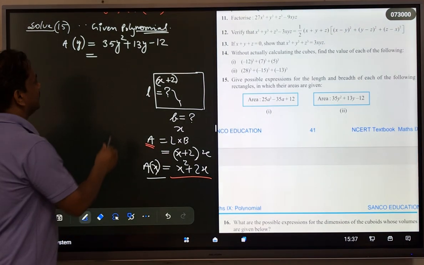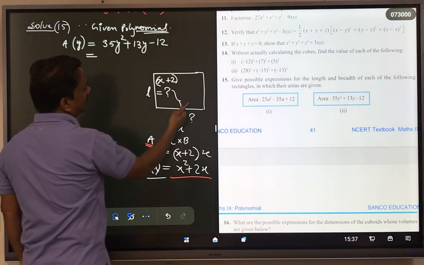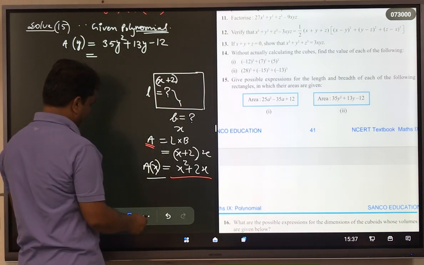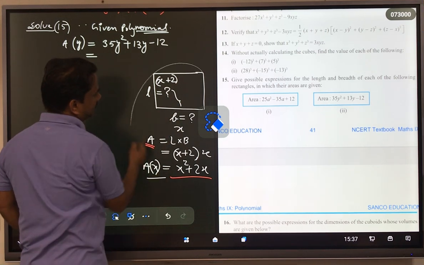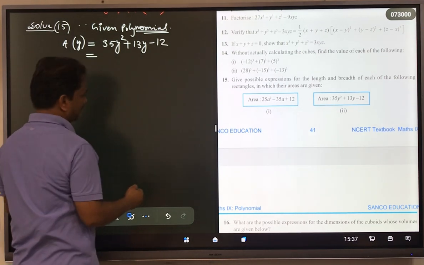Exactly, by splitting the middle term. So the method of splitting the middle term. What is the method of splitting the middle term? A very simple method can apply here. That is this. I'm telling this word.